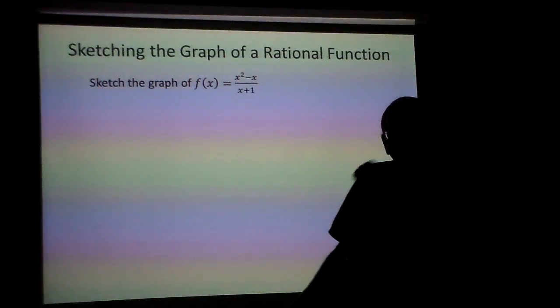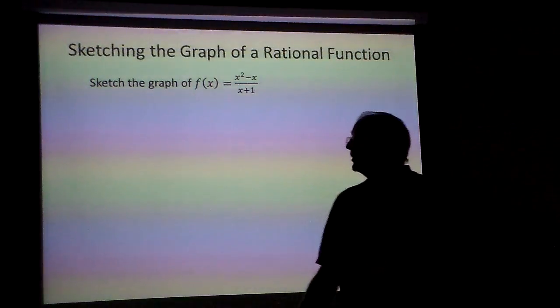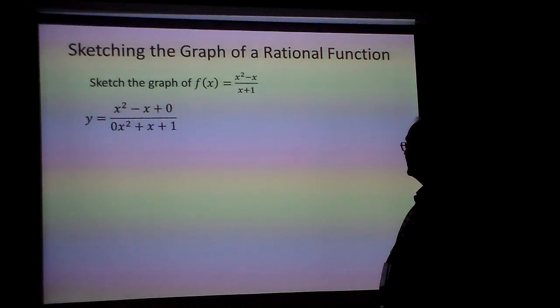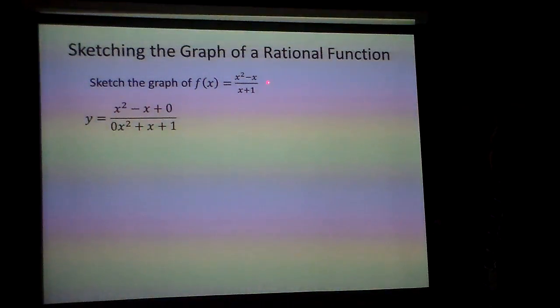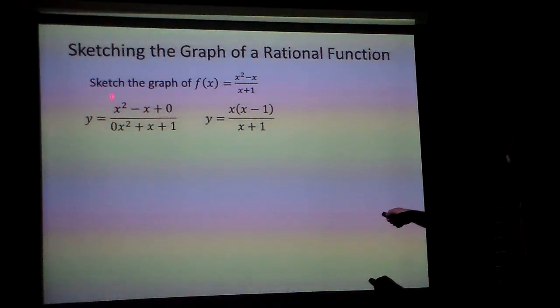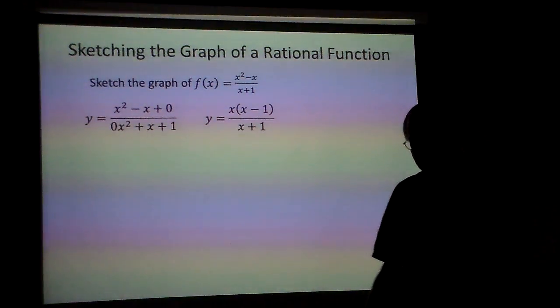Right, our last one that we're going to work, and this one is unique, has something really cool in it. So it's a little more different, but I'll get to it when we get to it. First off, I'm going to rewrite it, add my 0 there and my 0x squared so that I keep things the same. And I'm going to go ahead and factor it. This factors to x times x minus 1, and the bottom one was just x plus 1. There's not really anything to factor because there's no 0x squared. I just wrote that there so that we can find our horizontal asymptote in a little bit.